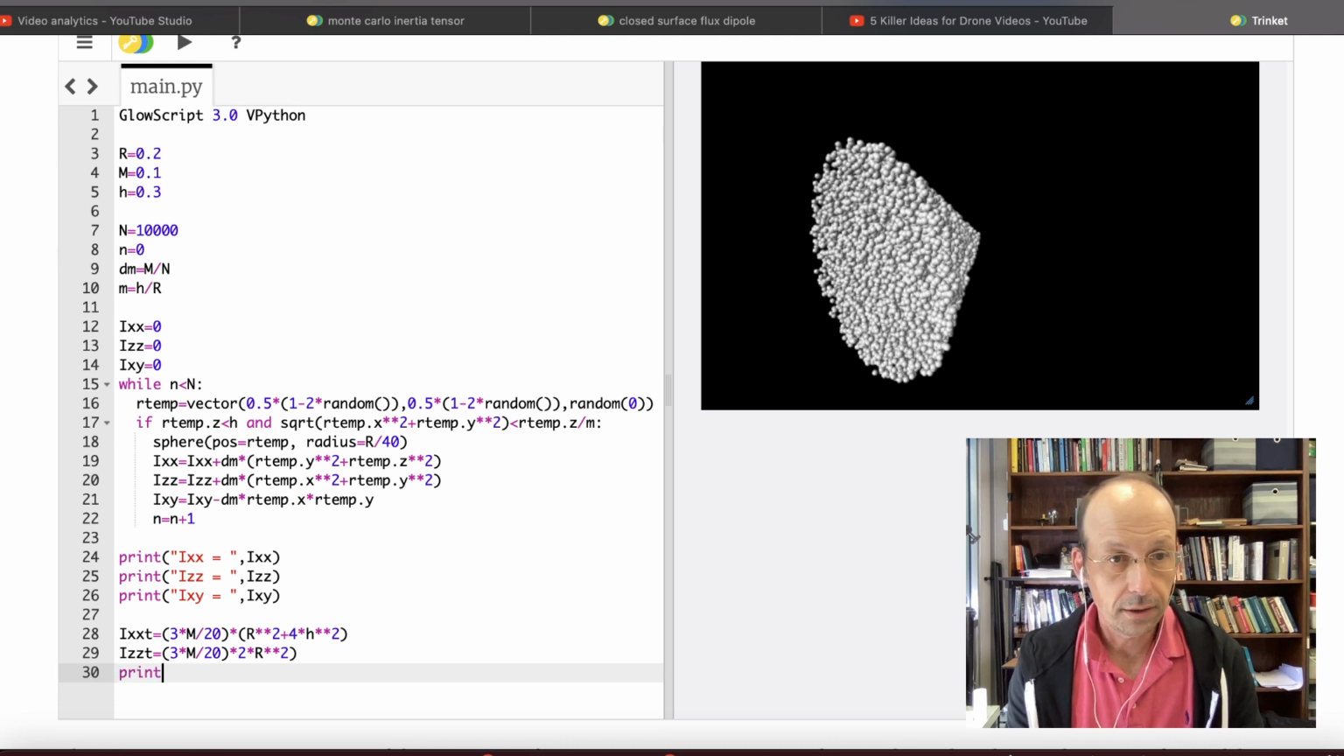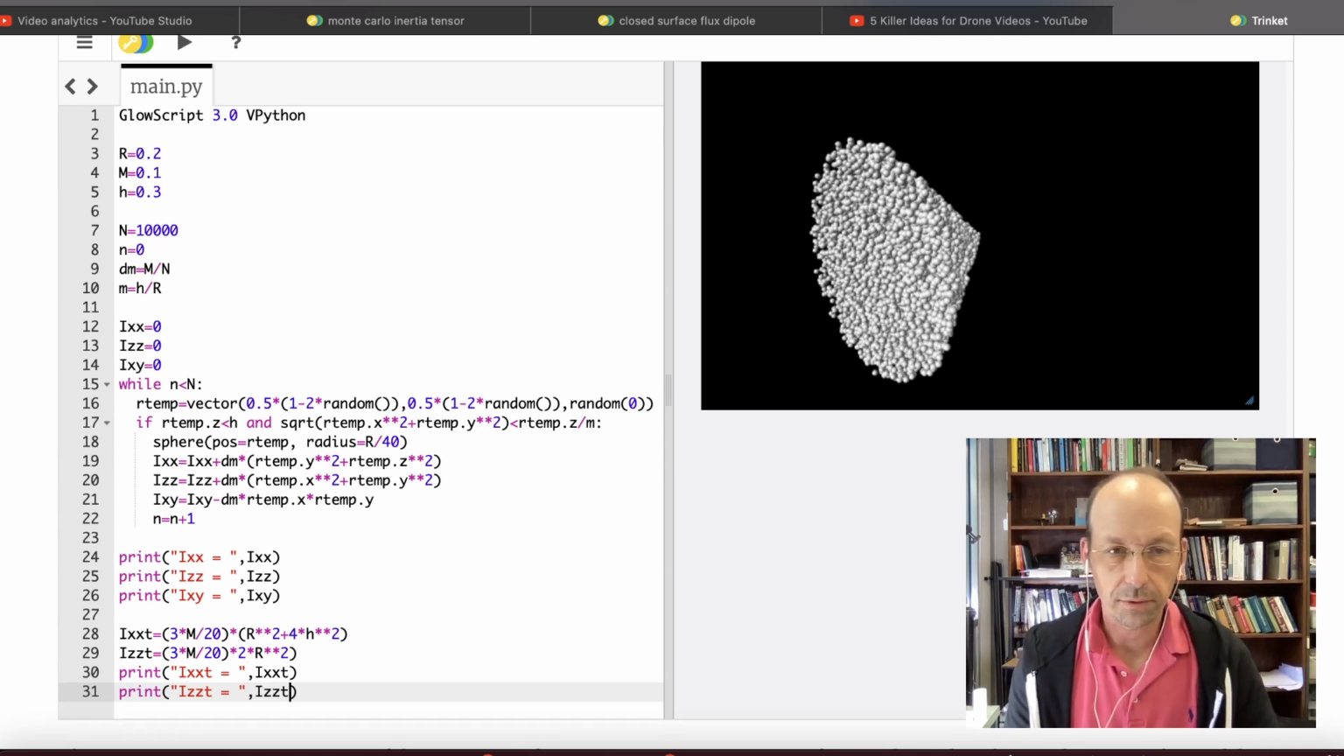So let's print IXXT equals IXXT. Print IZZT equals IZZT. And let's just leave off the other one because it's 0. Okay, let's run this thing, see if it works.